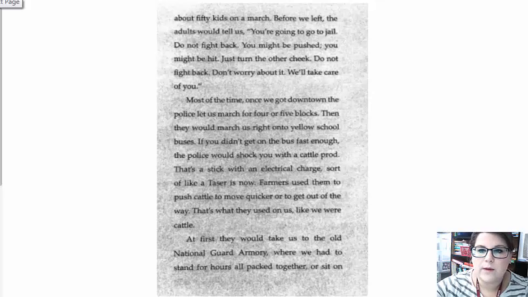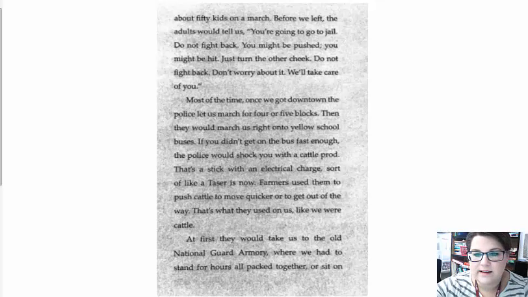Most of the time, once we got downtown, the police let us march for 4 or 5 blocks. Then they would march us right onto yellow school buses. If you didn't get on the bus fast enough, the police would shock you with a cattle prod. That's a stick with an electrical charge, sort of like a taser is now. Farmers used them to push cattle to move quicker or get out of the way. That's what they used on us, like we were cattle.